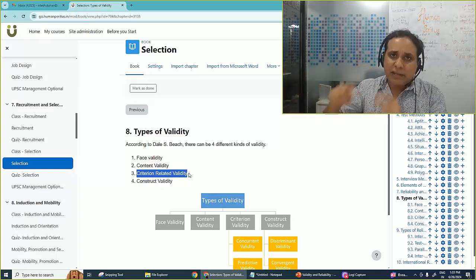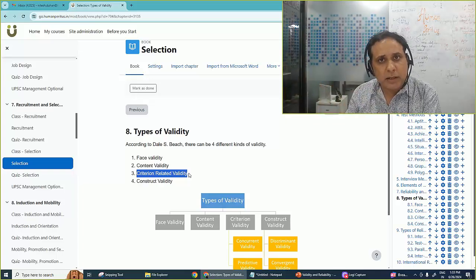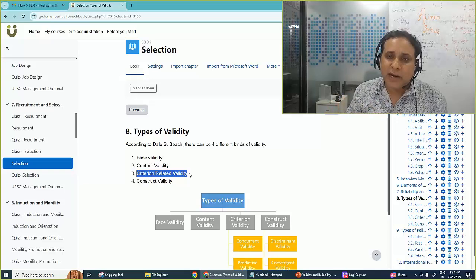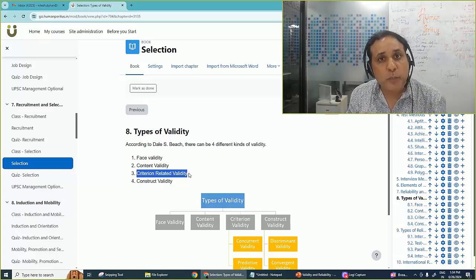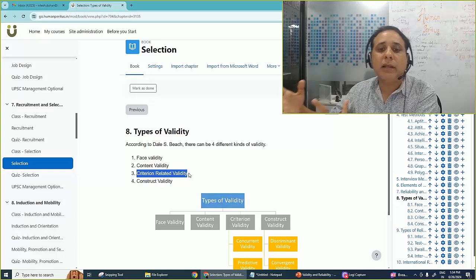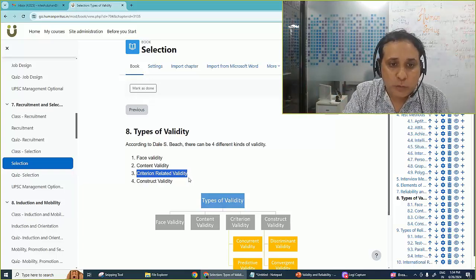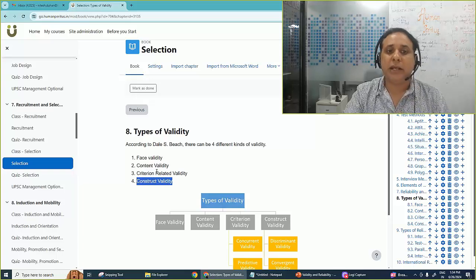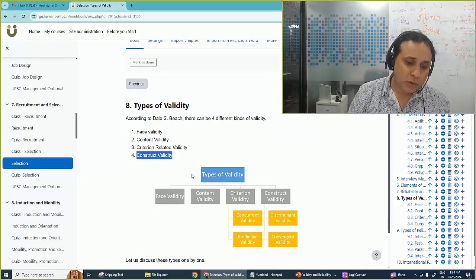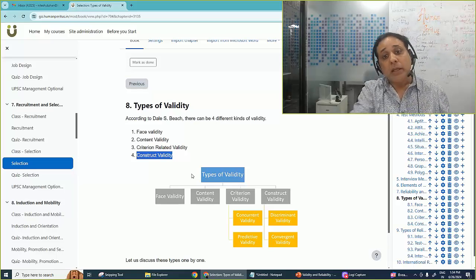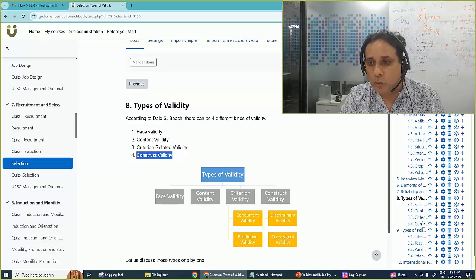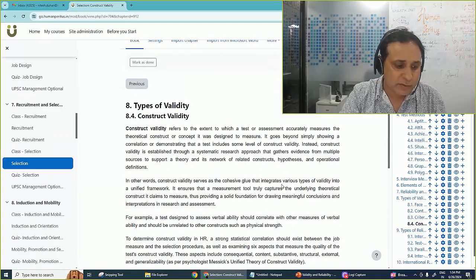If that external criterion is some standard, then concurrent validity. If we are trying to predict some future behavior, then predictive validity. Let's come to the last one, which is construct validity. So guys, I'm trying to make it easier for you by using these examples. I'm sure you'll be able to understand it. So what is construct validity? Let's come to the last, fourth type, which is construct validity.